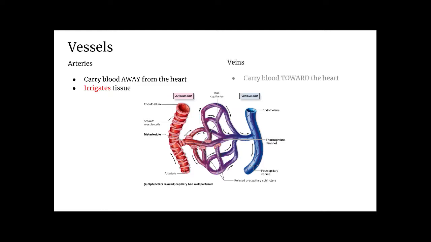And then veins carry blood towards the heart. Remember, don't say it's all deoxygenated blood, because it's not. So yes, veins carry blood towards the heart and also drain tissue, which means it brings the blood towards the heart, away from the tissue.